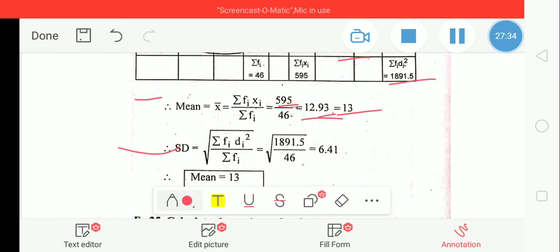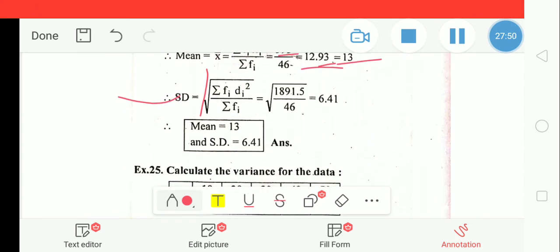So standard deviation is equal to under root of summation fi di square divided by summation of fi. So 1891.5 divided by 46, under root, that is 6.41. Mean is 13 and standard deviation is 6.41.